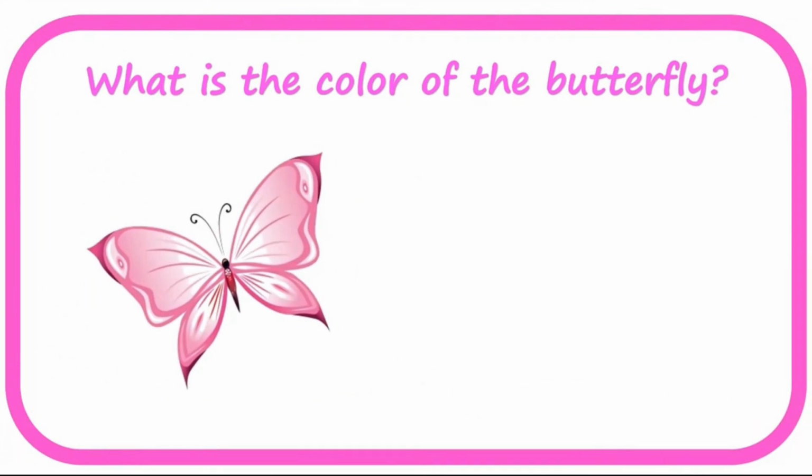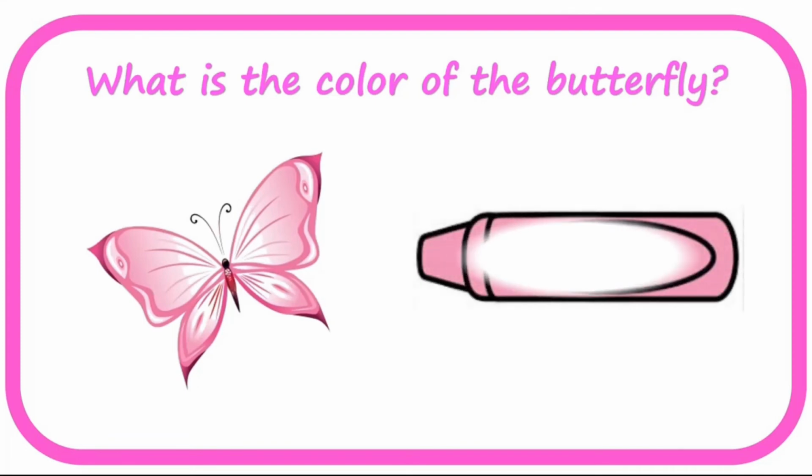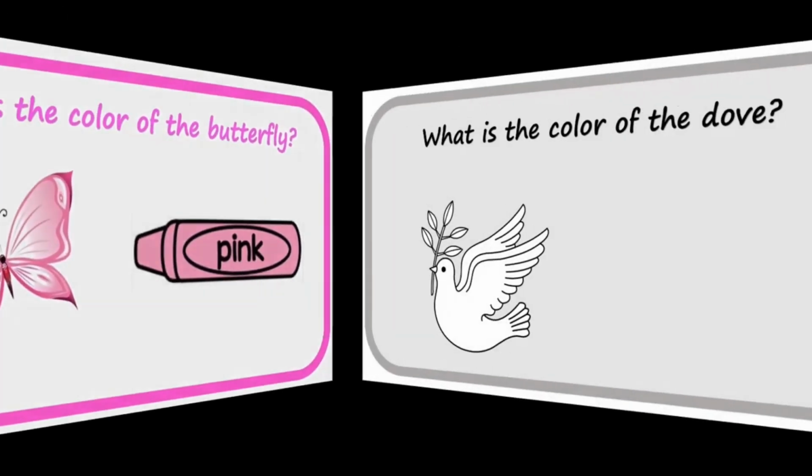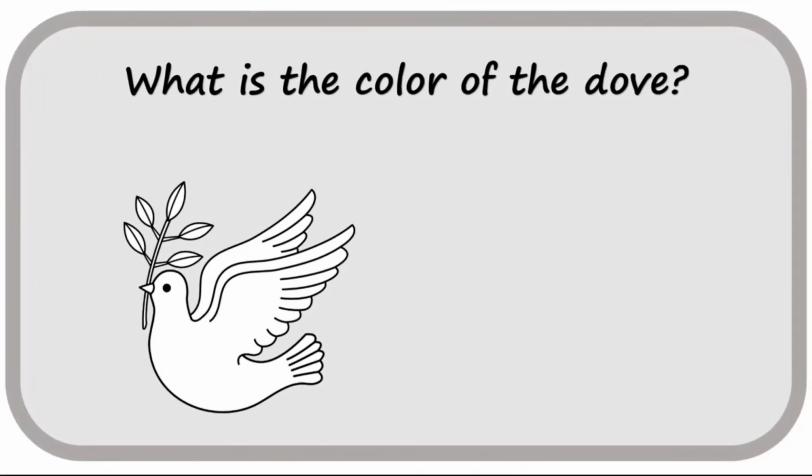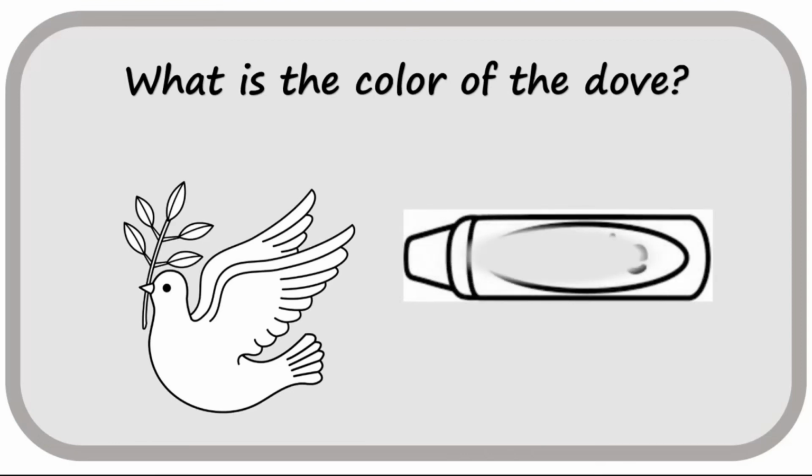What is the color of the butterfly? Pink. The color of the butterfly is pink. What is the color of the dove? White. The color of the dove is white.